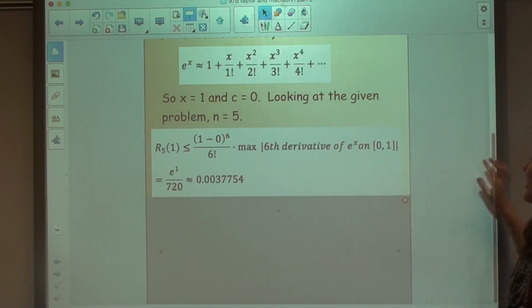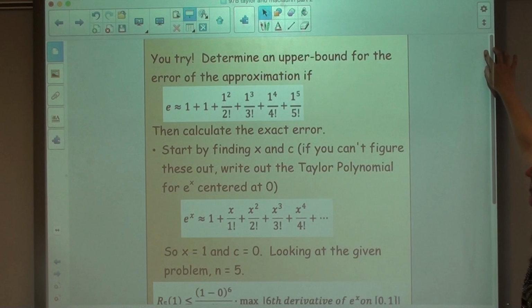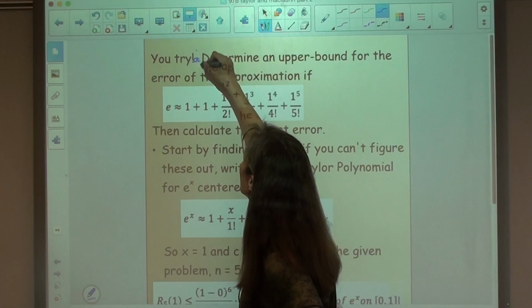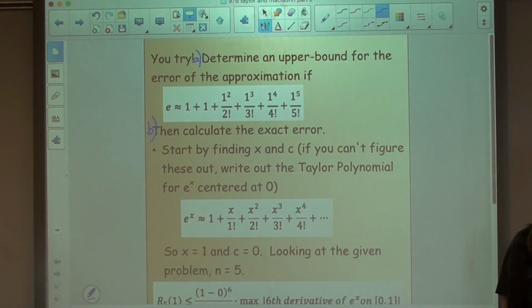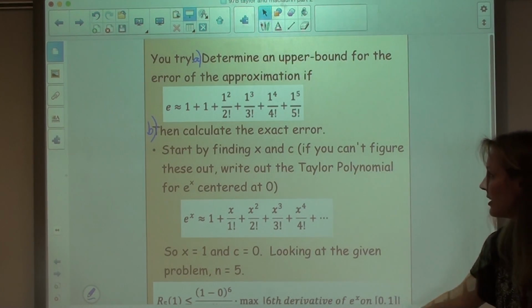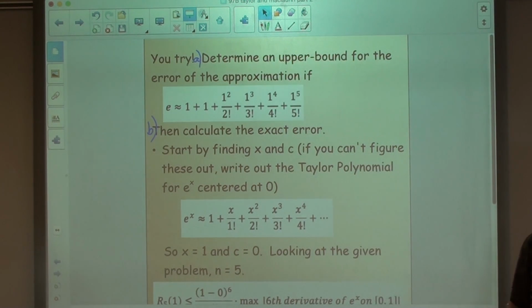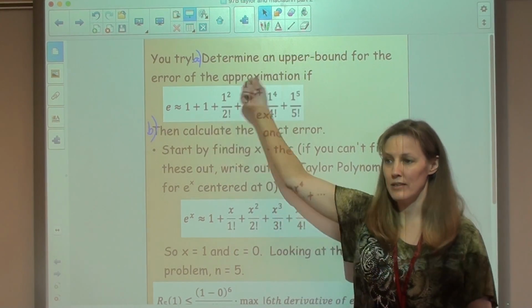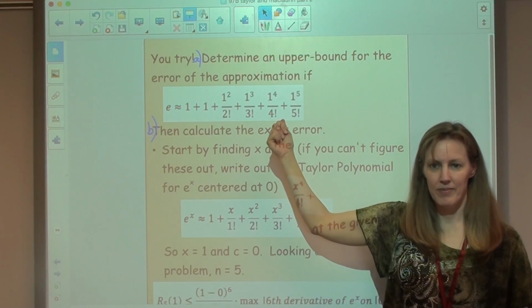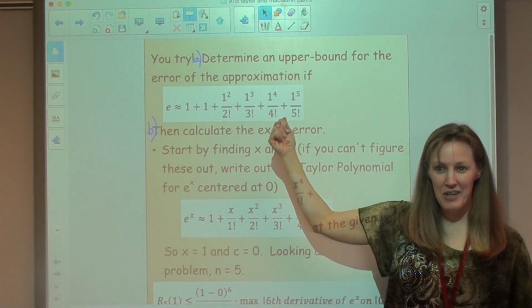Now, this problem had a second part. This was kind of like part A, and then this was part B. Part B said calculate the exact error. To calculate the exact error is just the difference between the actual value and the approximation. So the exact error would be what E is minus what this is. Does that make sense?